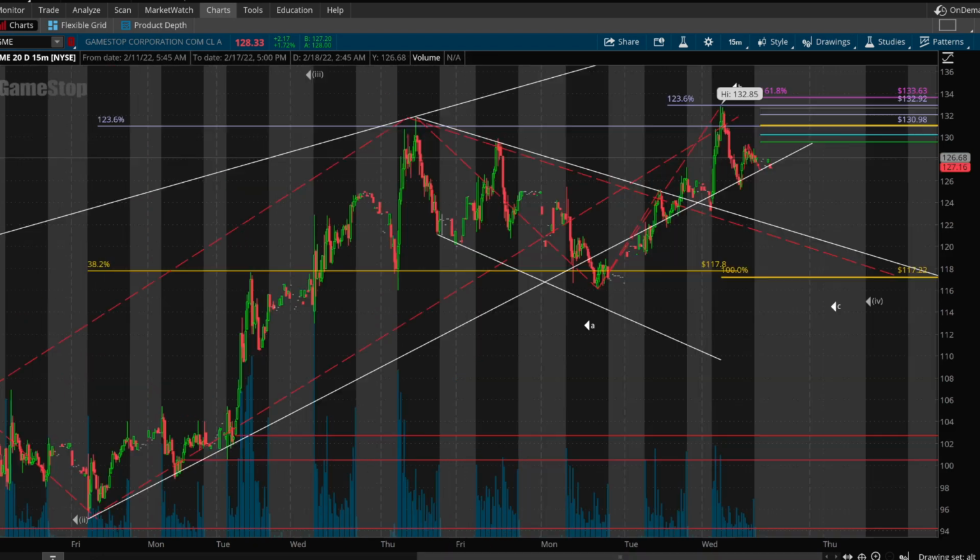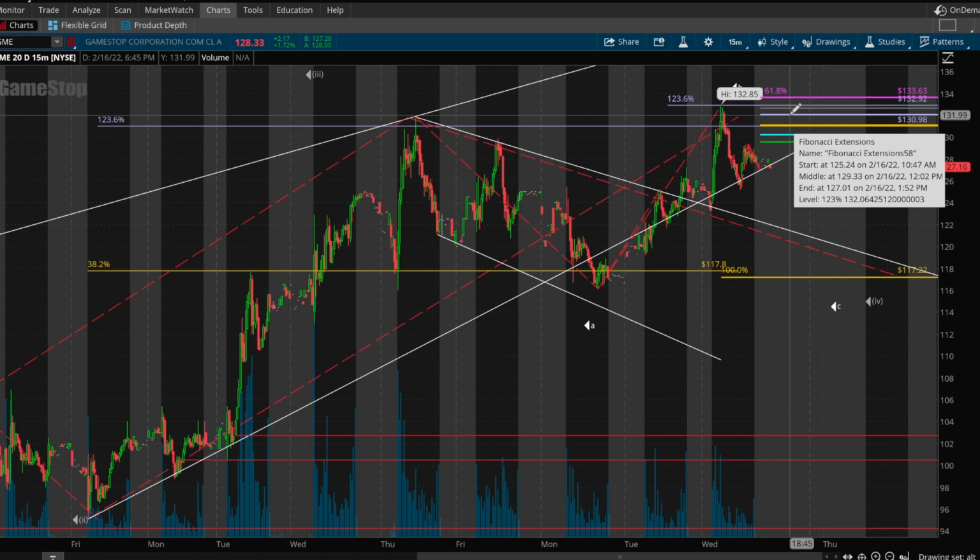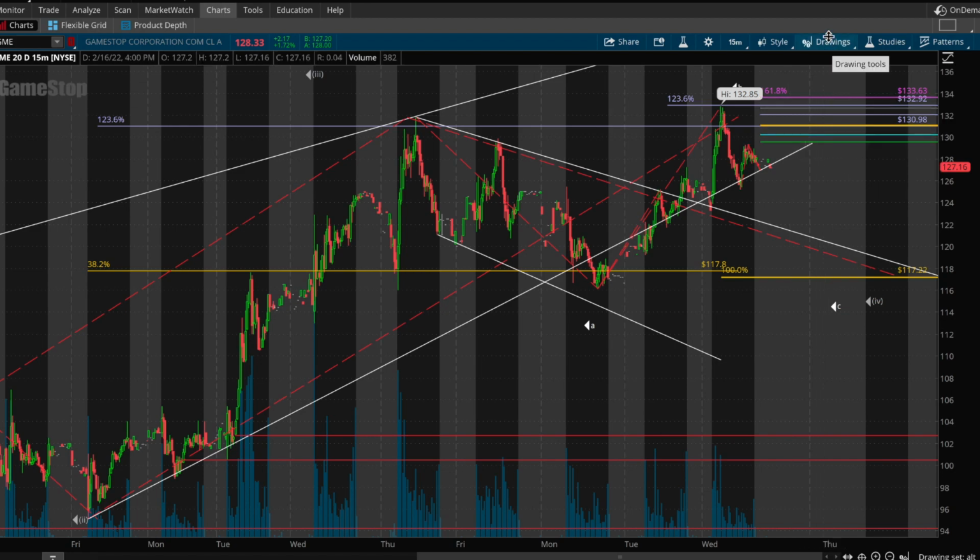And so what we're looking at now, or at least what I'm looking at, and this could very well be wrong, but what I think is most probable based off of current price action is something called a running flat. And you guys have heard me talk about this before.